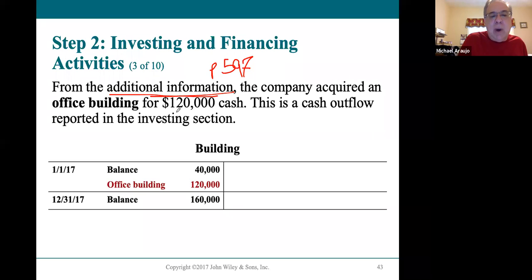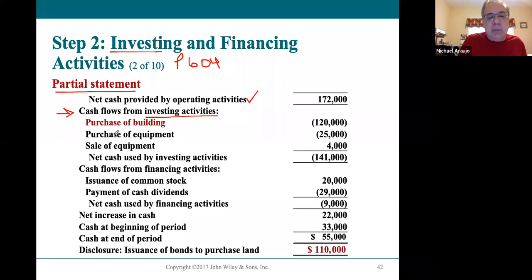So they acquired an office building for $120,000 in cash. So the purchase of this asset used $120,000 in cash. So remember, when you see numbers in parentheses here, it's just a use of cash, cash going out. That's all it means, okay? They also purchased equipment for cash for $25,000. So you see that $25,000 is going out of the company.